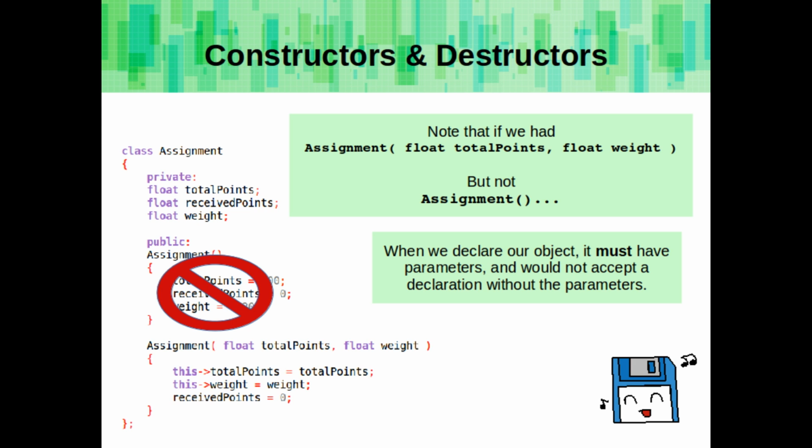Note that if we had the constructor with the two parameters, but not the constructor with no parameters, this would make it so that anytime you create a variable of type assignment, you have to create it with these two parameters, or two arguments. So, if you have one but not the other, you have to use the one that's available.